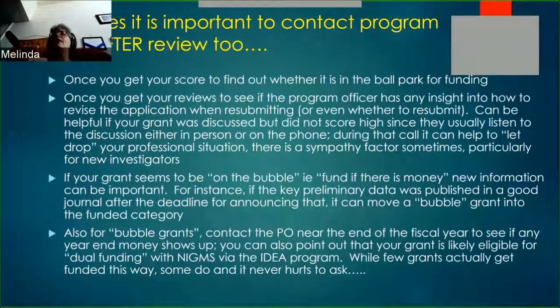And I've talked about why you contact your program officer before your review, but you also might want to end up contacting them after review. I already mentioned an example that once you get your score, you can find out whether it really is in the ballpark for funding or not. I have gotten disappointing news when I've done that, or excited news. One time I got a grant score that I thought was absolutely not in the ballpark for funding. I called up the program officer, and they said, oh yeah, it's absolutely well within the funding line.